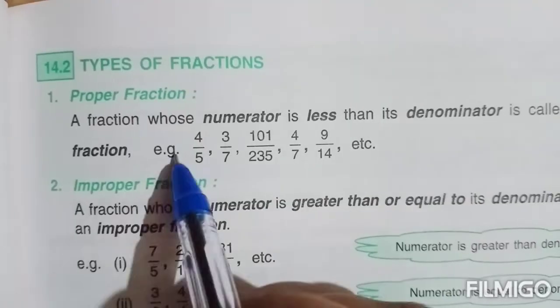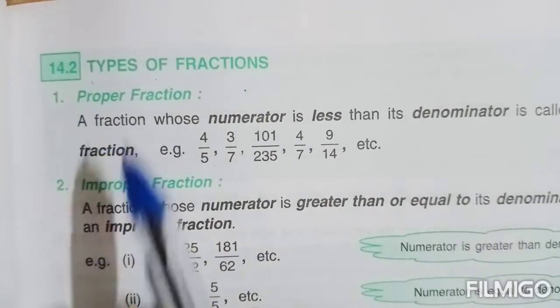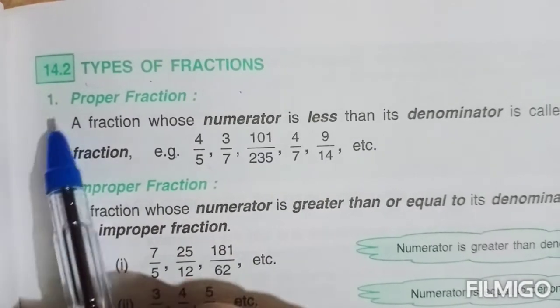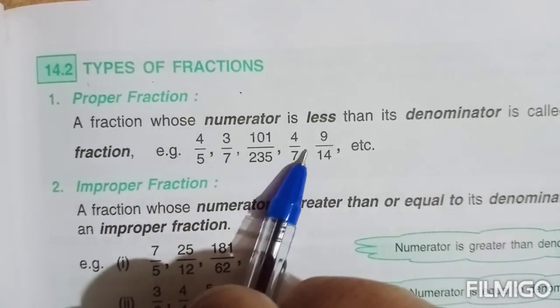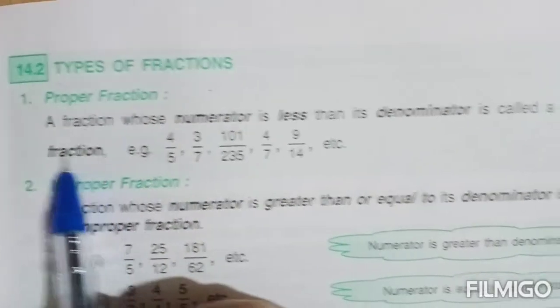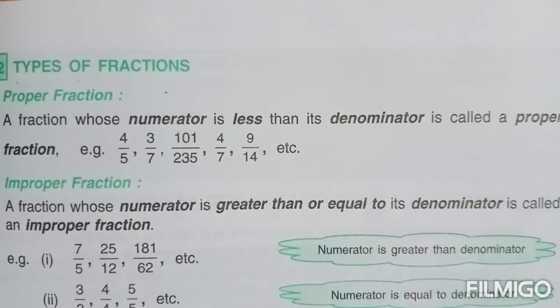Okay, next topic, types of fractions. There are different types of fractions. Let's discuss one by one. First one, proper fraction. A fraction whose numerator is less than its denominator is called a proper fraction. So in a proper fraction, numerator will be less than its denominator.